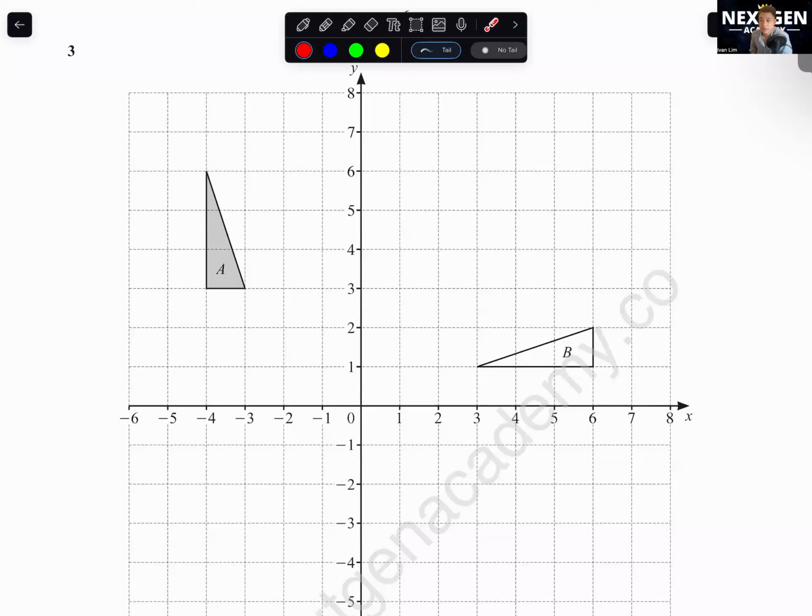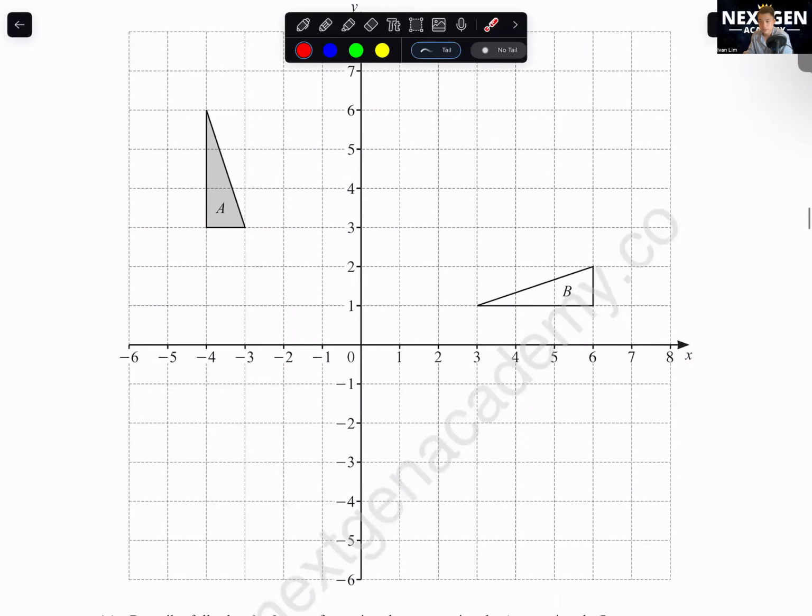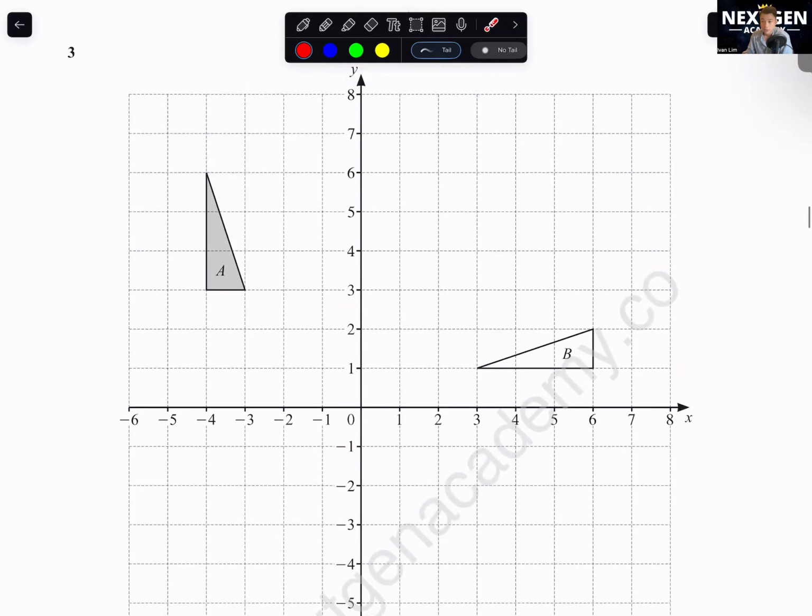Okay, how do I get 180 degrees anti-clockwise? No. This is not 180 degrees. This is just 90 degrees anti-clockwise.